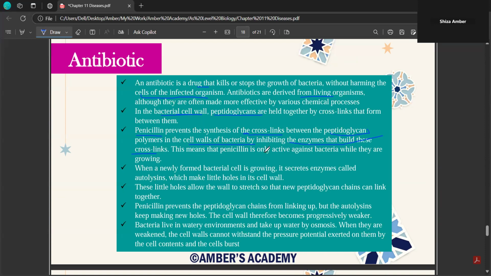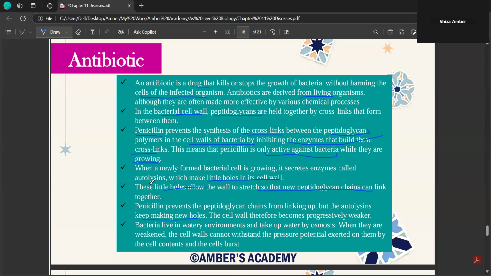This means that penicillin is only active against bacteria while they are growing. Why is it effective? Because it prevents the synthesis of the crosslinks in the cell wall. When a newly formed bacterial cell is growing, it secretes enzymes called autolysins, which make little holes in its cell walls. These little holes allow the wall to stretch so that new peptidoglycan chains can link together. Penicillin prevents the peptidoglycan chains from linking up, but the autolysins keep making new holes.